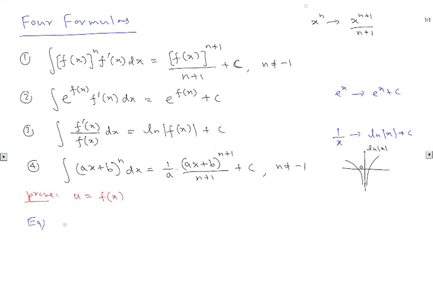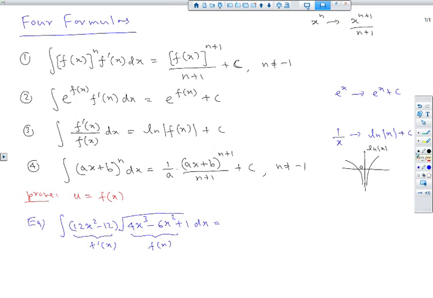So how about the integral of 12x squared minus 12, times the square root of 4x cubed minus 6x squared plus 1, dx. What you're going to notice is what the inside function is and whether its derivative is there. So what's the inside function here? That is the f(x) function. And what's the derivative? That is f prime of x. So that means it's going to work with formula number 1.